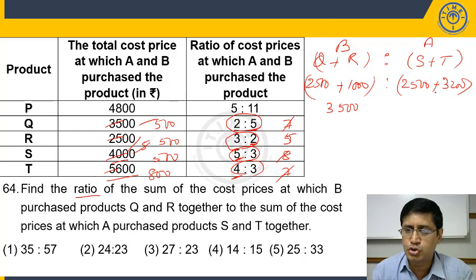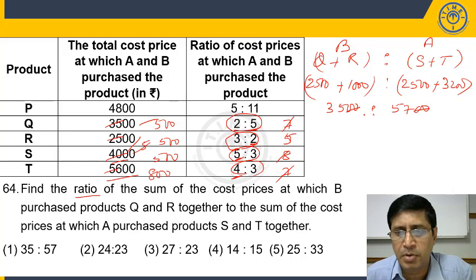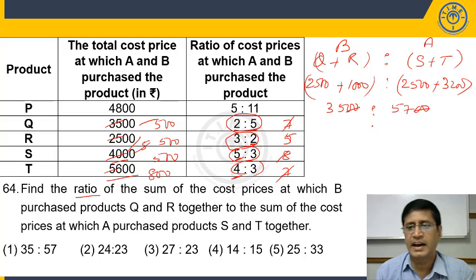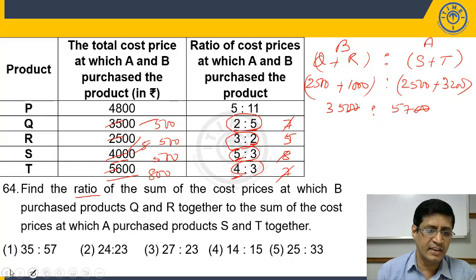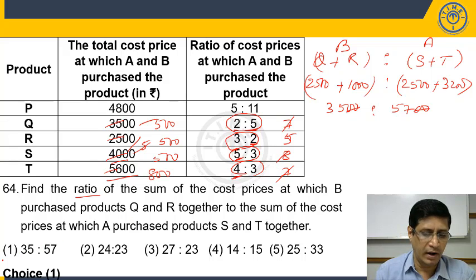So the sum of these two parts is 5,700. Now simplify this. The zeros we can cancel. So what is remaining? It is not possible to simplify these two numbers. Hence 35 is to 57 is the answer. Right choice, option number 1. The first choice is the right answer.